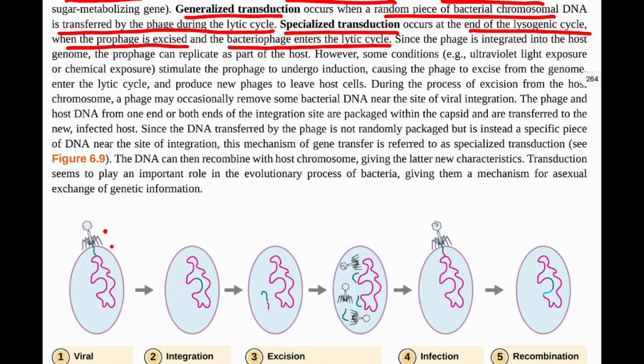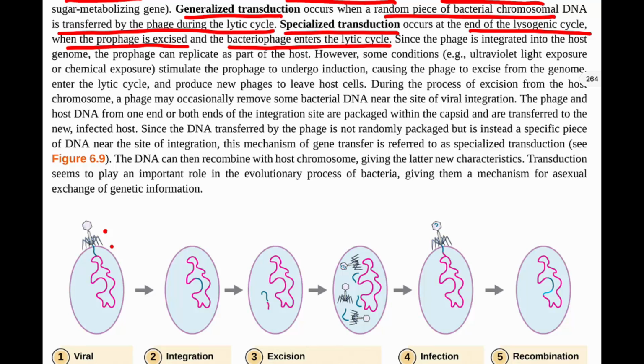And what we see here in specialized transduction is that when it goes in and cuts out that DNA, it accidentally cuts out genes on either side of its own DNA. So it may cut out more genetic information on one side of its DNA, or on the other side, or both. So this is called specialized transduction. When it cuts out more than just itself, then that can be transferred to the next one.